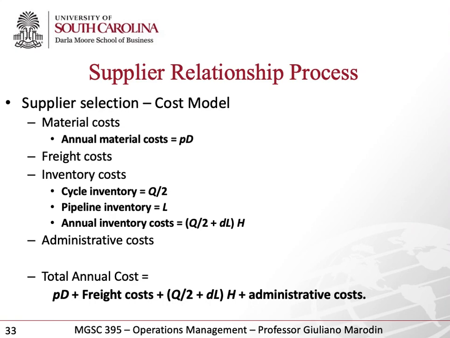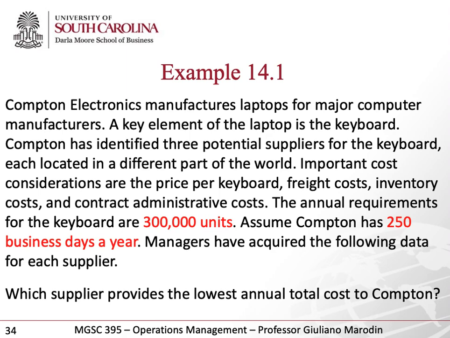So the total cost model will look like that. I know it's an ugly formula, but I know you guys can do it. So P, price, times D, demand, plus freight costs, plus the inventory cost, which is Q divided by 2 plus DL times H, plus administrative cost. Okay, so let's see how it looks in an example.